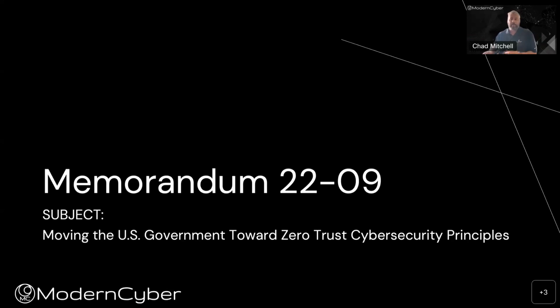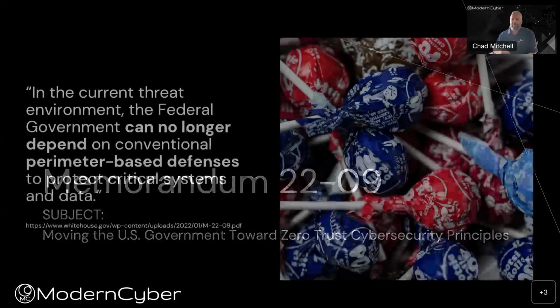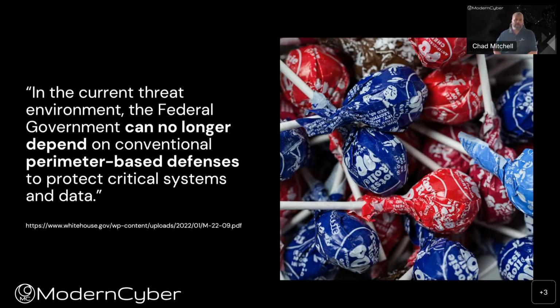So the first one we're going to talk about is M-22-09, whose subject was moving the U.S. government towards zero trust cybersecurity principles. The biggest and most impactful quote that I see in this document, right at the beginning, is that the federal government can no longer depend on perimeter-based security defenses. I always like to call that the Tootsie Roll problem: hard, crunchy outside, soft, gooey center.